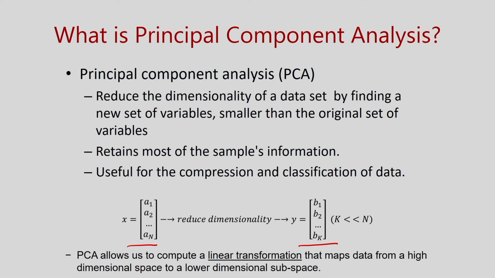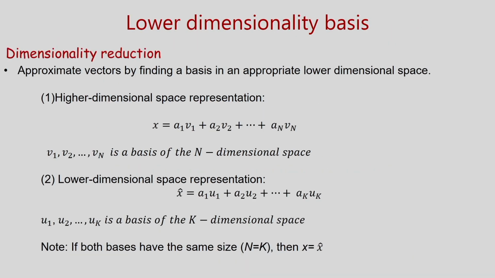PCA, the principal component analysis, allows us to compute a linear transformation that maps data from a high dimensional space to a lower dimensional subspace. What is the high dimensional space? You can see, this is the high dimensional space, and this is my low dimensional subspace. Here V1, V2, up to Vn is a basis of the n dimensional space, and U1, U2, up to Uk is a basis of the k dimensional space. And if n is equal to k, that means in this case the dimension is not reduced.